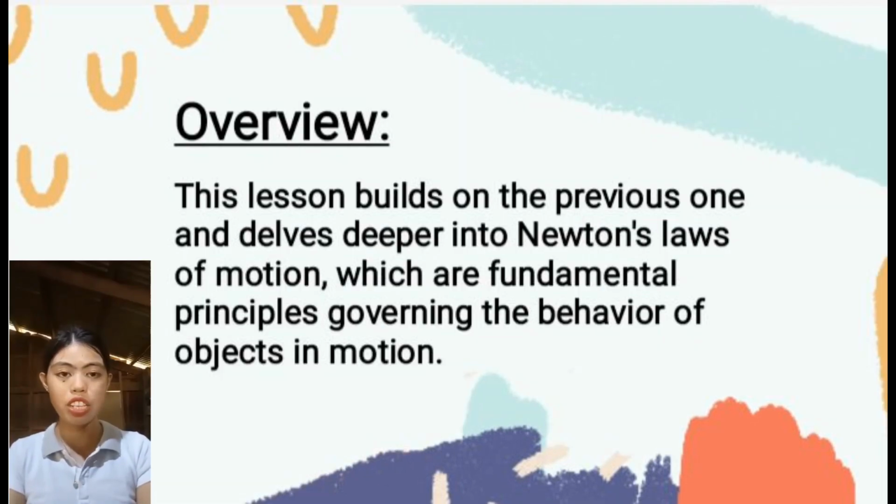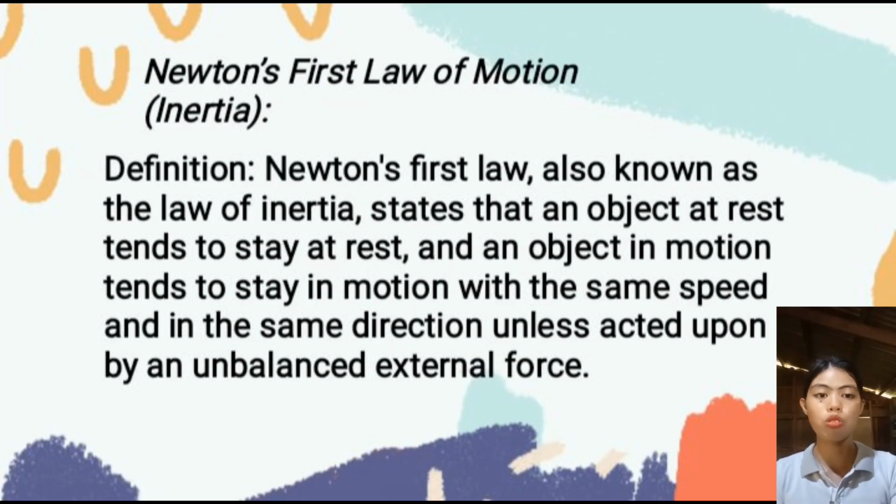Overview. This lesson builds on the previous one and delves deeper into Newton's laws of motion, which are fundamental principles governing the behavior of objects in motion. Newton's first law, also known as the law of inertia, states that an object at rest tends to stay at rest, and an object in motion tends to stay in motion with the same speed and the same direction, unless acted upon by an unbalanced external force.